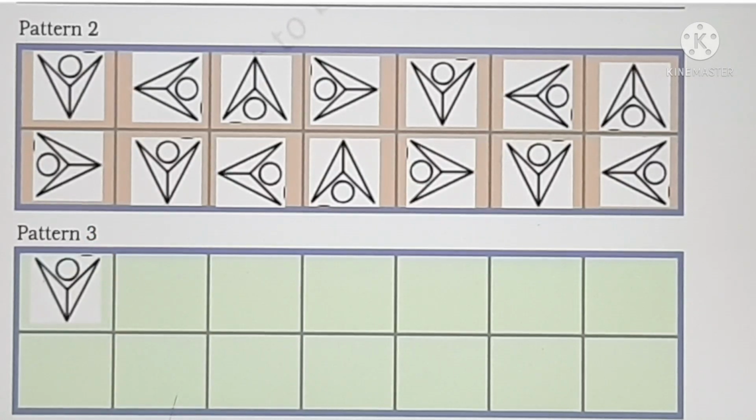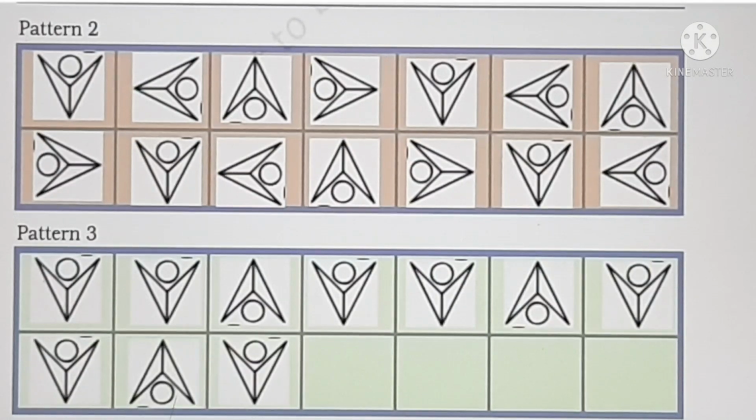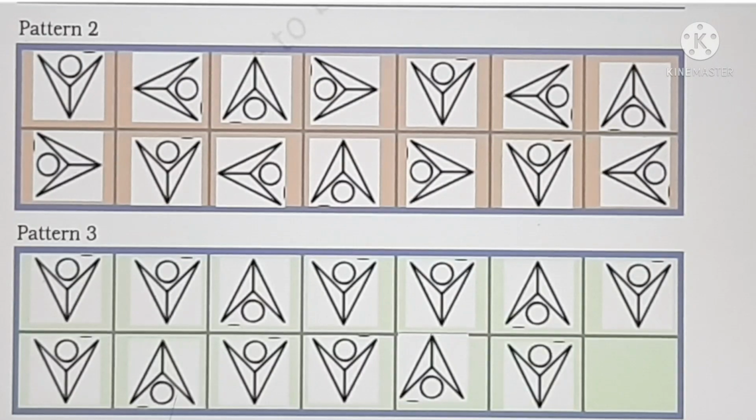Now, in the third pattern, we'll keep the design down. So the block design has been kept down. One more we will keep down, and then up, down, down, up, down, down, up, down, down, up, down, and down. So in this way, we completed the third pattern. So children, you can make your own patterns using the same block.